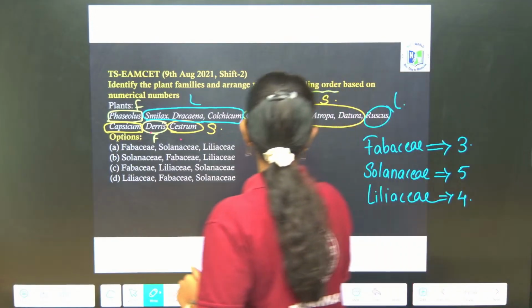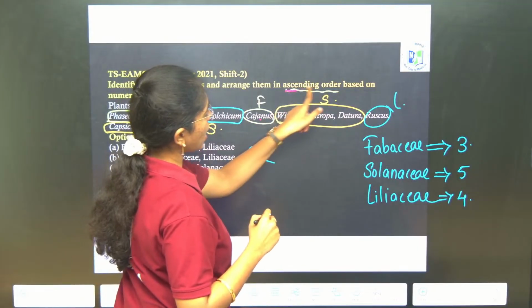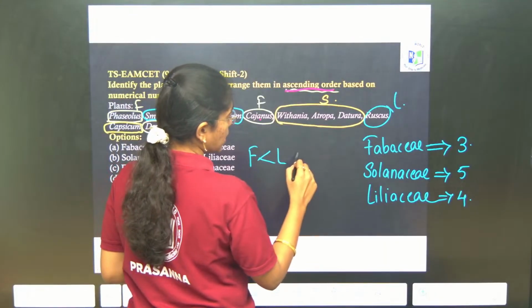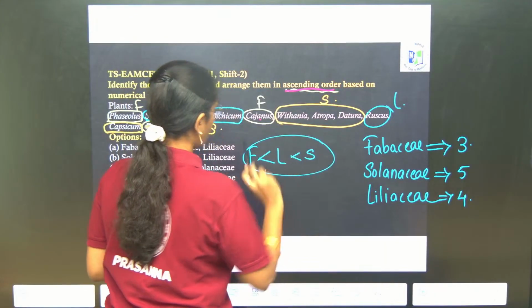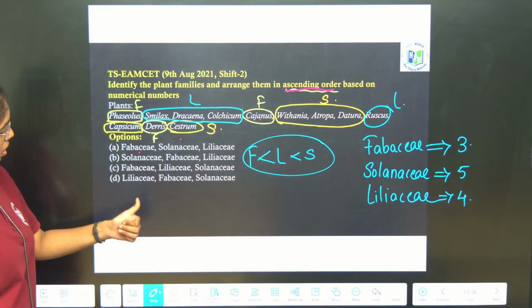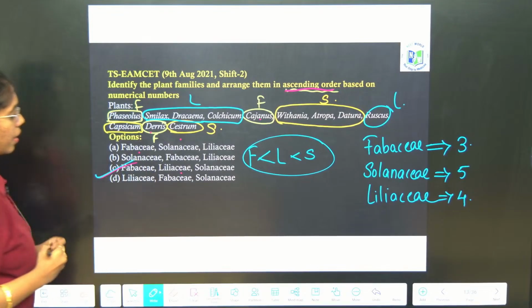So, first it will be Fabaceae, for he has asked in ascending order, no. So, first it will be Fabaceae followed by Liliaceae followed by Solanaceae. Look here: Fabaceae, Liliaceae and Solanaceae. Option C will be the right answer.